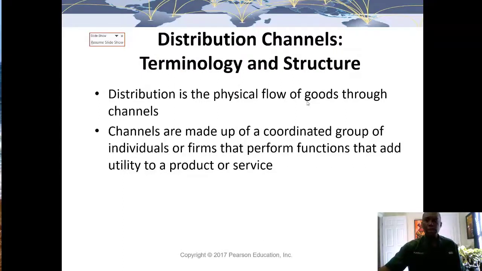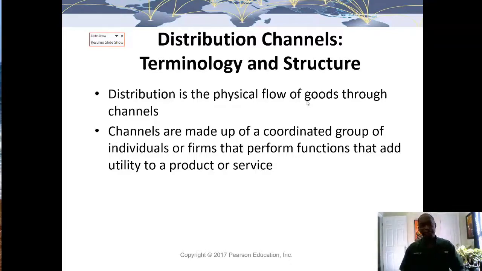So distribution is the physical flow of goods through channels, as we talked about. Of course, these are physical products that go through. And what matters is the length of the channel and the shape of the channel. And when you say channel, it kind of assumes that you have a beginning point and you have an ending point. So you have the buyer and the seller, but the entire supply chain represents procurement as well, but the distribution channel is essentially how does that consumer get the product?